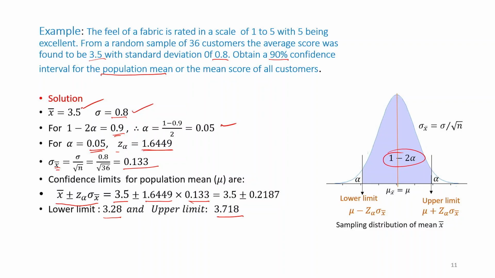So within these two values, 3.28 to 3.718, the population mean is going to lie. That is what we can say, and in saying so, we have 90% confidence level. That means if I say so, out of 100, 90 times I will be correct, 10 times I may be wrong.